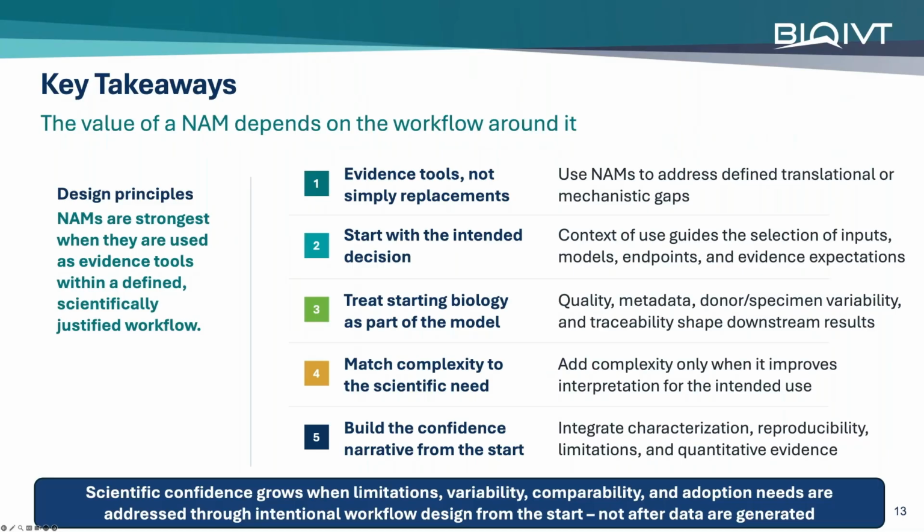Third, treat the starting biology as a part of the model. The cell, donor, or specimens are not simply source material. Quality, metadata, variability, pathology, function state, and traceability can all affect what the model is capable of representing. Fourth, match complexity to the scientific need. More complexity is not inherently better, but complexity, when it improves interpretation for the intended use, should be employed.